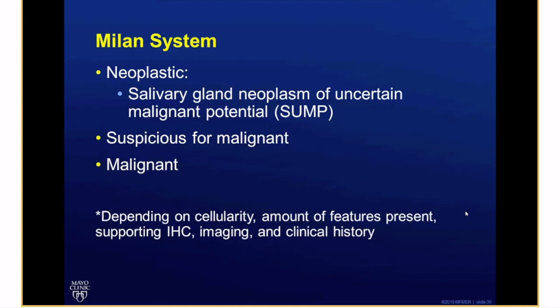But you could say suspicious for malignancy. Let's say you had a very cellular sample and you're very convinced you have hyperchromatic cells diving into the stroma, you can say suspicious for adenoid cystic carcinoma. Or if you're absolutely sure you're dealing with a malignancy, then you call malignant. Let's say in addition to all these features, you have clinical and imaging features worrisome for malignancy, like if the lesion is invasive, the patient has pain that could indicate perineural invasion.